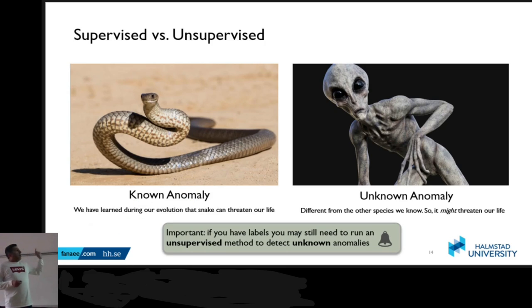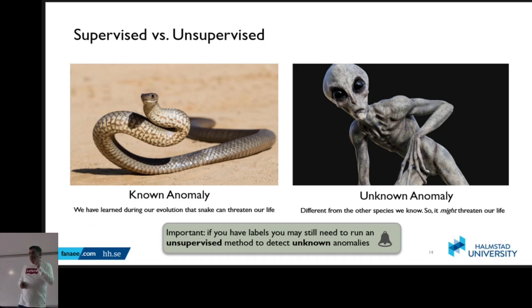So what is an unknown anomaly and a known anomaly? Based on evolution, we have learned that a snake can threaten our life. This is a known anomaly. But what if we see a species like this? We don't know. It might threaten our life or not. We don't know. So, important point: if you have labeled data, it doesn't mean that you don't need unsupervised anomaly detection. Why? Because you cannot detect this kind of case.